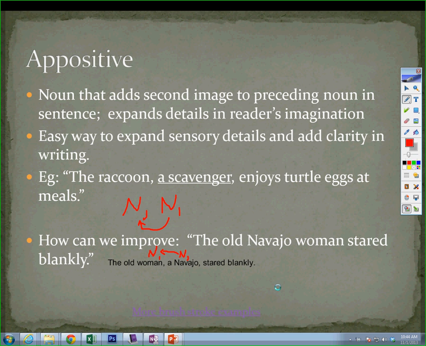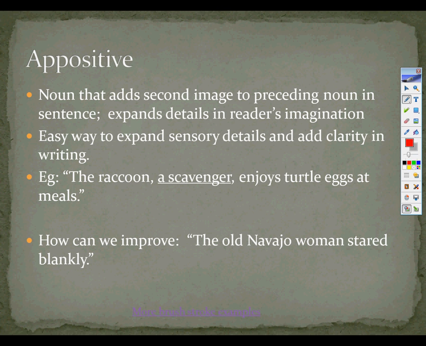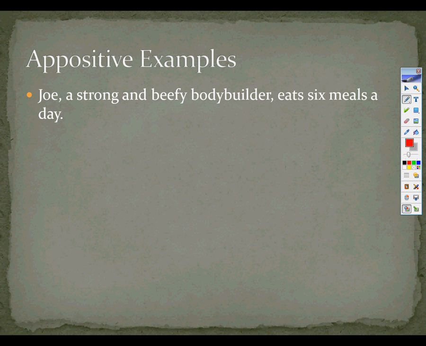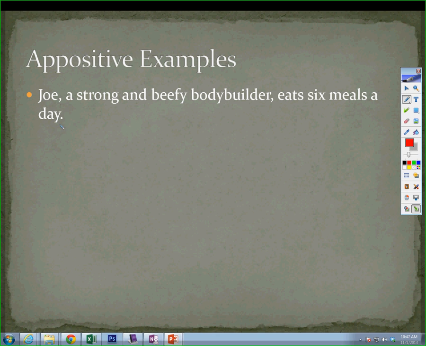So let's do a little bit of review. Let's see if we understand this. Okay, so let's look at some examples. First example, Joe, a strong and beefy bodybuilder, eats 6 meals a day. All right, so we've got Joe, noun, bodybuilder, noun, so noun, comma, noun, comma. Is that an appositive? Yes, it is an appositive.